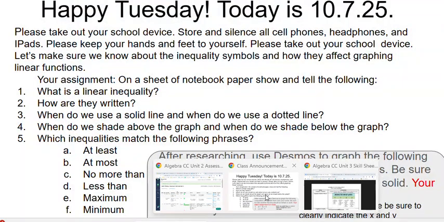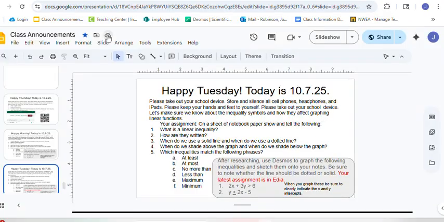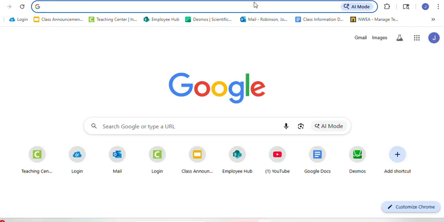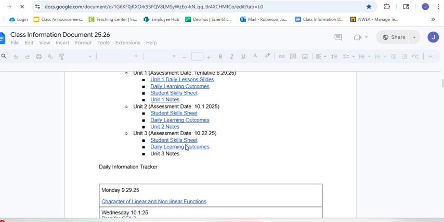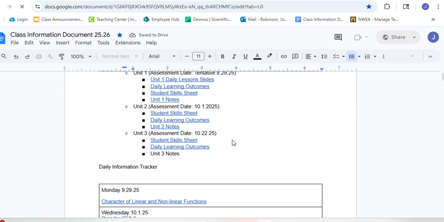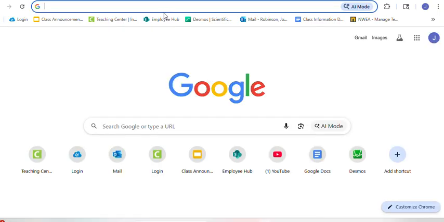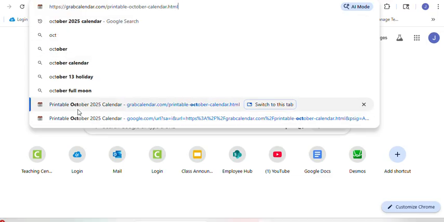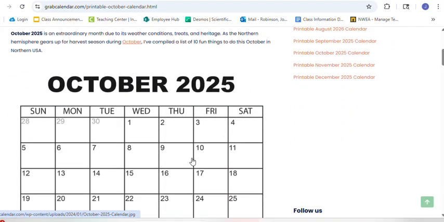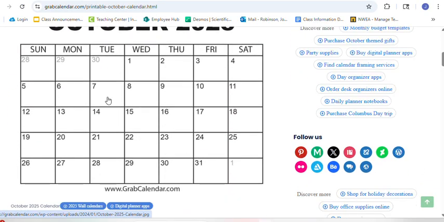On our class information document, I want you to see exactly where we are and where we got to go. All right, so this is Unit 3. We're going to test on the 22nd of October. On a calendar, that gives us the rest of this week, and then a few days when we come back from the break. So look, here we are right here today.